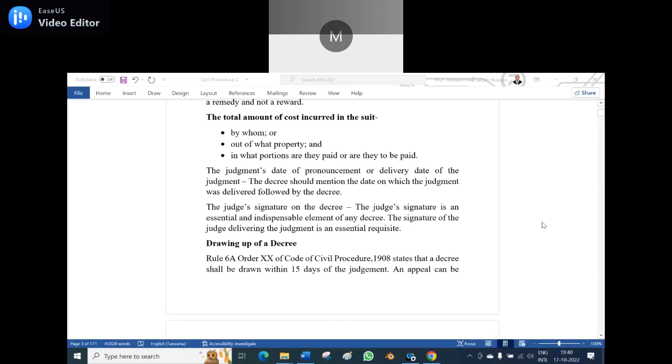The judge's signature on the decree. The judge's signature is an essential and indispensable element of any decree. The signature of the judge delivering the judgment is an essential requirement. When you want to take a copy, whose attestation is a must there? Again the same judge, or any other competent person having a right to make that attestation?